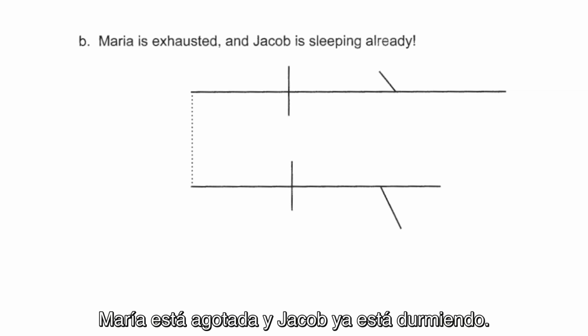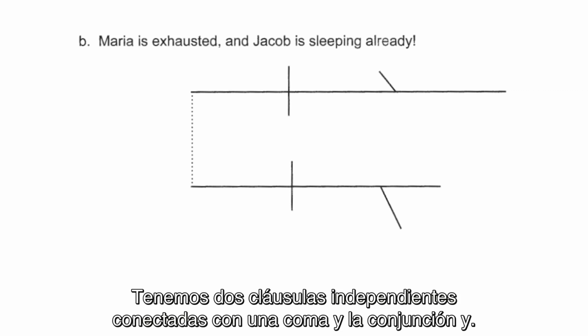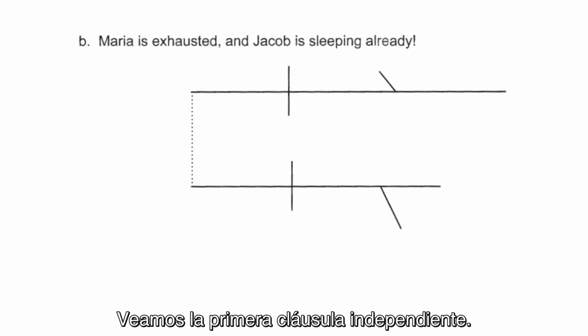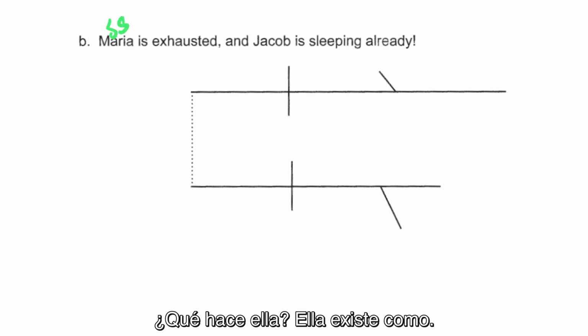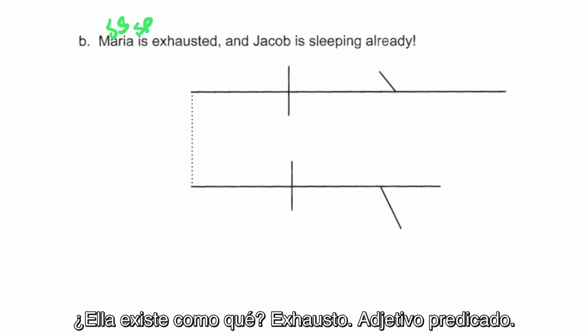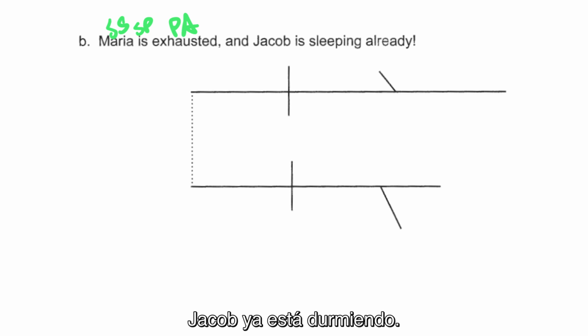Maria is exhausted and Jacob is sleeping already. We have two independent clauses connected with a comma and the conjunction and. Let's look at the first independent clause. Who or what is this about? It's about Maria. What does she do? She exists as. She exists as what? Exhausted. Predicate adjective.